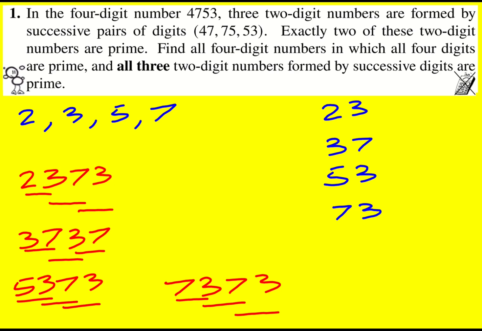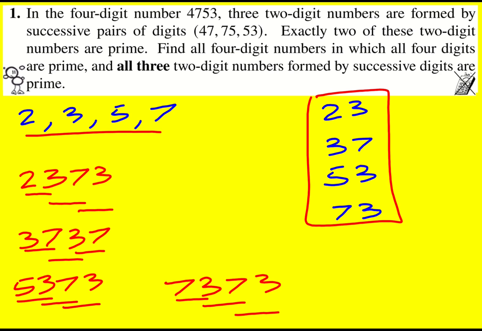I've argued why these are the only single-digit primes I can use. These are the only two-digit primes I can make this number out of. And starting with each one, these are the four-digit numbers where all four digits are prime and all three two-digit numbers formed by successive digits are also prime.